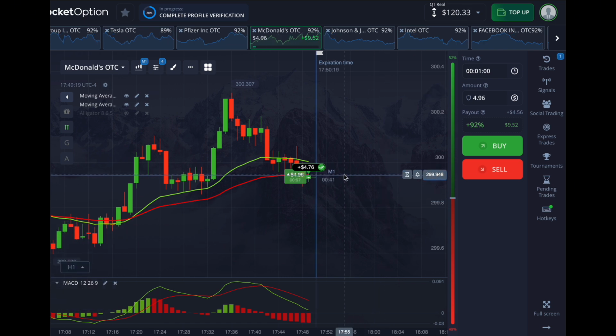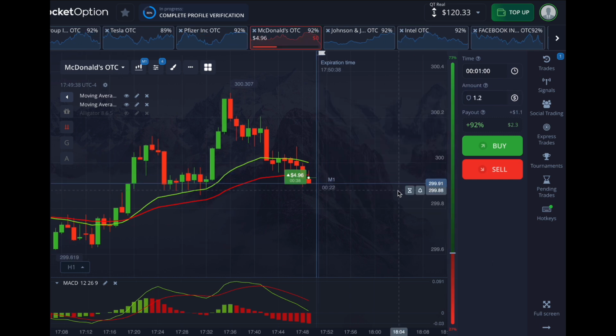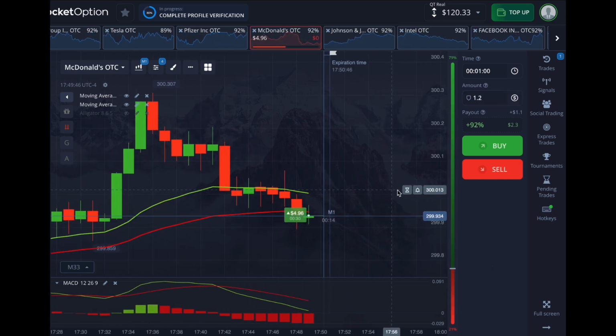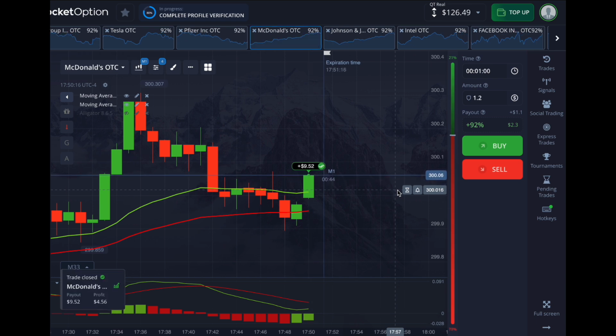And we have won the trade. I placed another trade immediately after because I saw good potential for the upside. And we have won the trade.